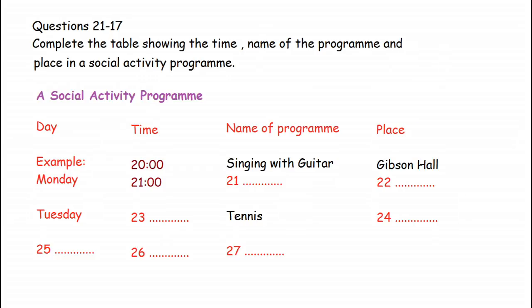Now turn to section 3. Section 3. In this section, you will hear a conversation between Wolfgang and his new friend Mary, who has already been at the college for a few months. In the first part of the conversation, they're talking about a social activity program at college. First, look at questions 21 to 27. Note the examples that have been done for you.